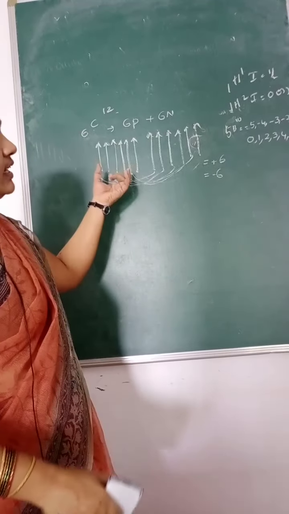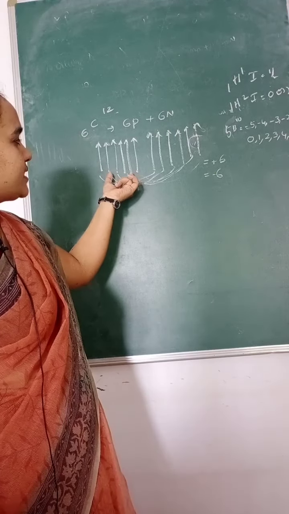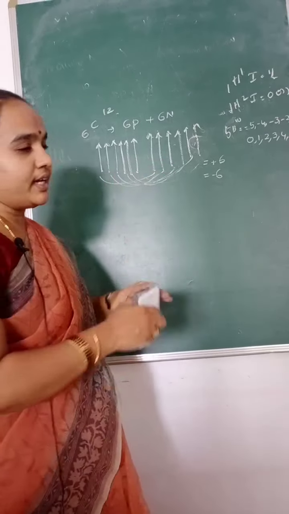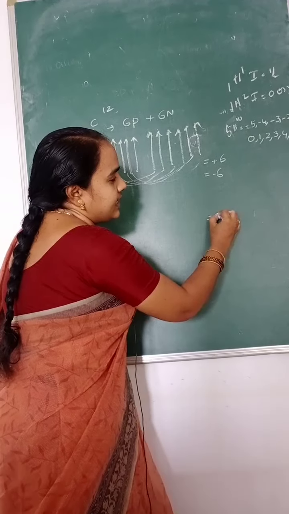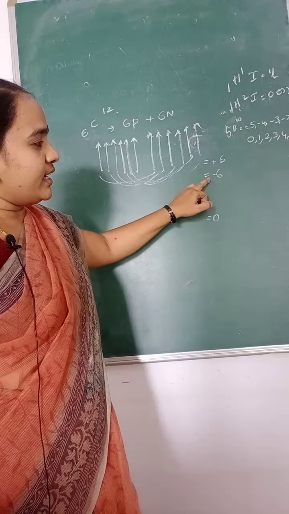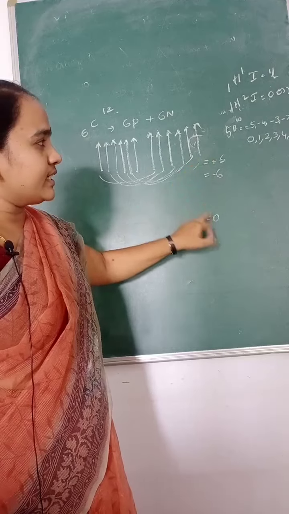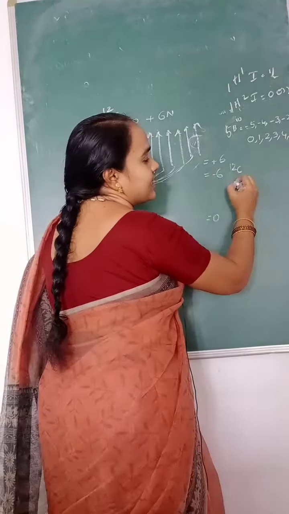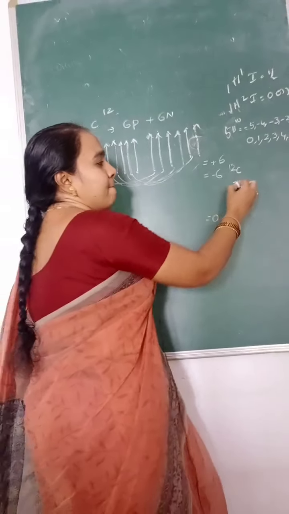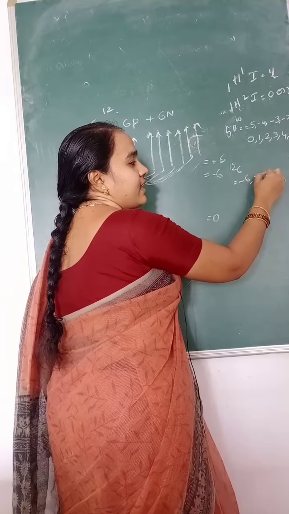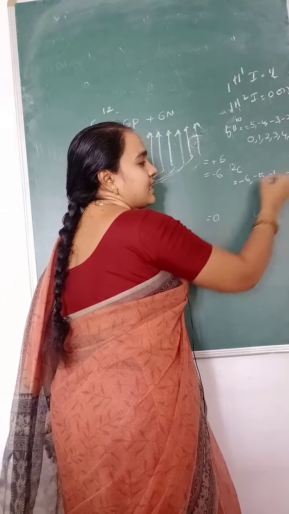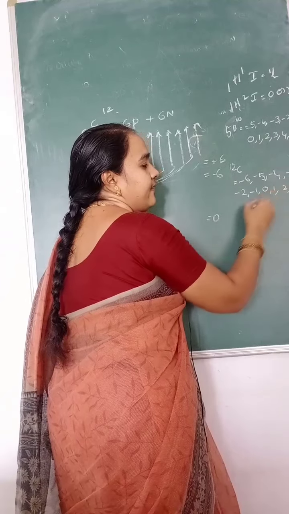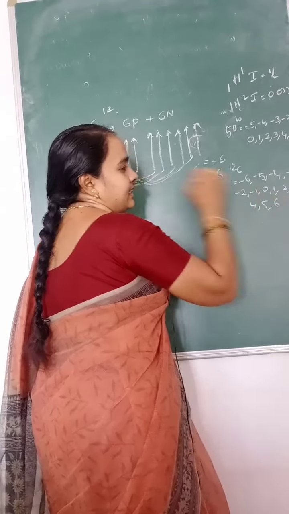If all these proton spins are in the upward direction, and all the neutron spins are oriented in the downward direction, then the resultant spin is 0. So from minus 6 to plus 6 including 0, for this carbon atom we will have the resultant nuclear spins: minus 6, minus 5, minus 4, minus 3, minus 2, minus 1, 0, 1, 2, 3, 4, 5 and 6.